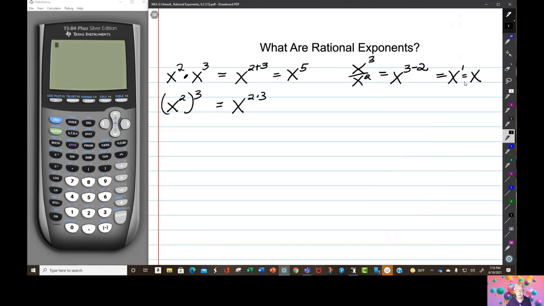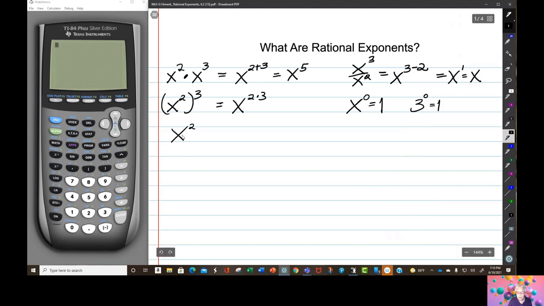Now we just spent the previous homework doing problems related to these rules. There are a few other rules, like x to the 0 power is 1. Now what that means is any number raised to the 0 power is 1. 3 to the 0 power is 1.